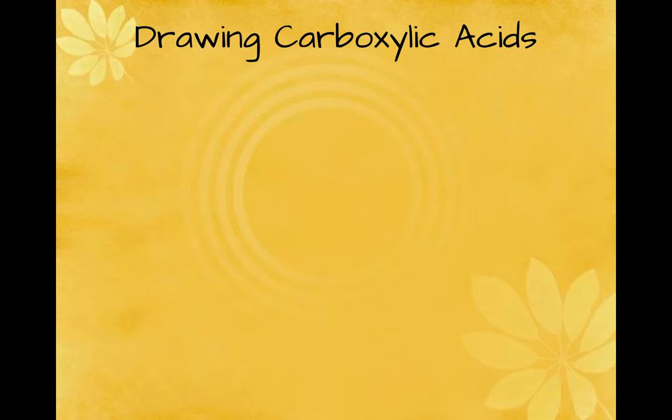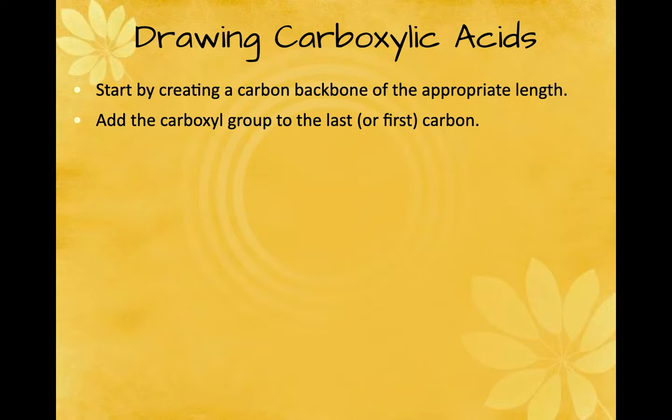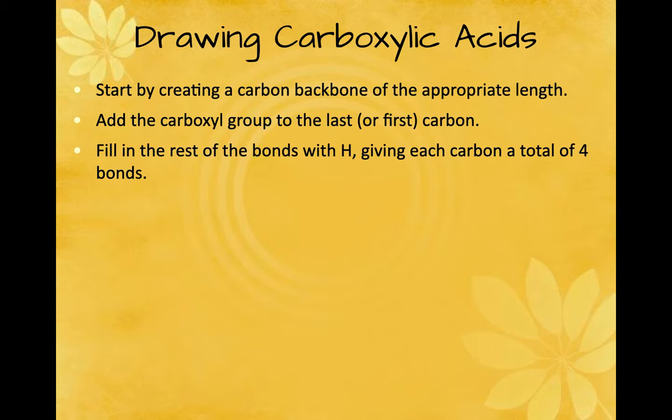So how do we draw carboxylic acids? You're going to start by creating a carbon backbone of the appropriate length, and then add the carboxyl group to usually the last carbon, but if you like, you can put it on the first one. And then fill in the rest of the bonds with hydrogen, making sure every carbon has a total of 4 bonds.